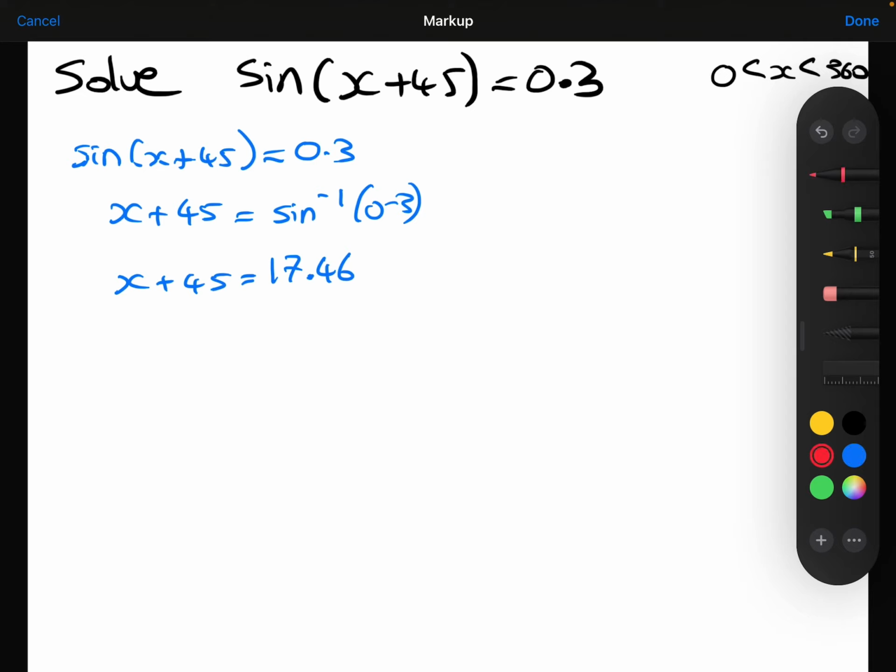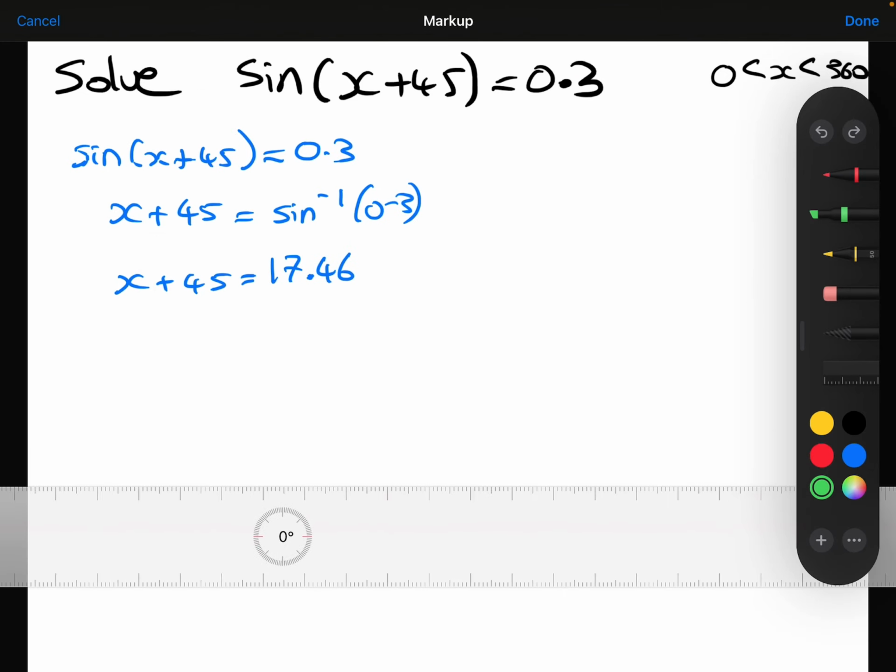Big red exclamation mark. Do not subtract 45. Do not do that at this stage. I know you look at the x plus 45 and you might think, oh, that's easy, just subtract 45. But don't do it yet. We must consider the graph first. We need to find the other answers to sine inverse of 0.3. So, sine graph.